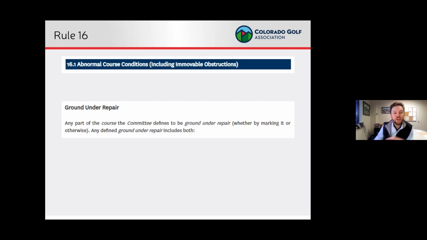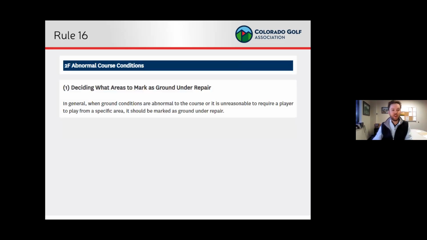But the rules do a good job toward the back of the book when it says what the committee should decide to be an area of ground under repair. It says in general, when ground conditions are abnormal to the course or it's unreasonable to require a player to play from a specific area, it should be marked as GUR. So here, GUR is not really defined, I think, that well in the definitions because all it says is GUR is GUR. And there's some other things that it gets into that we'll look at. But in the committee procedures, when the rules are saying, hey, to the committee, here's when you should mark GUR, that's a better, I think, explanation of it.